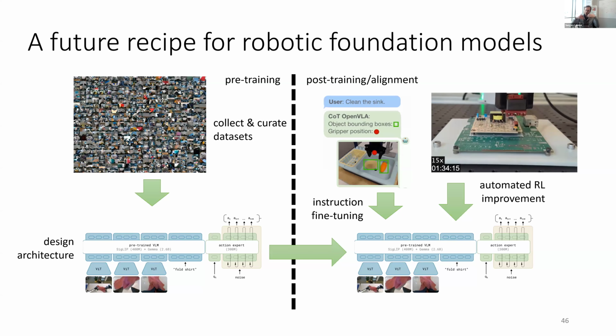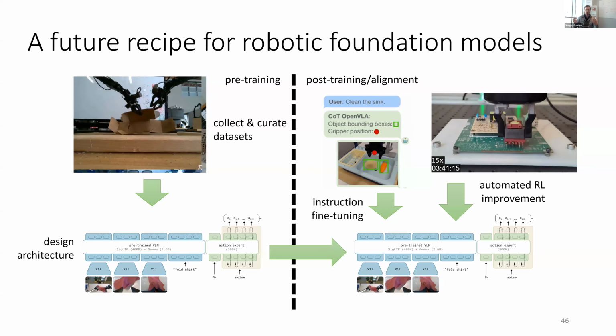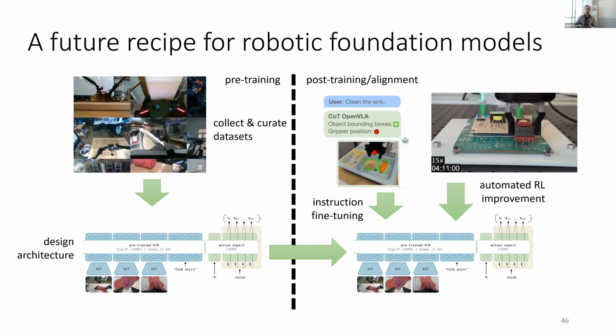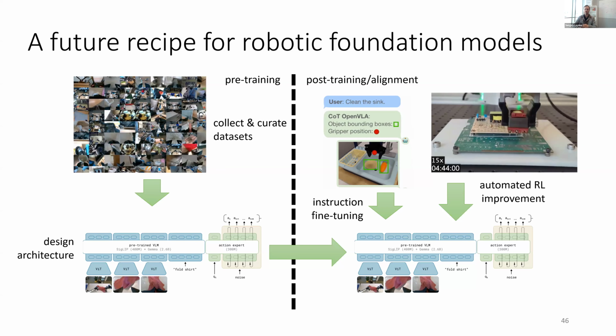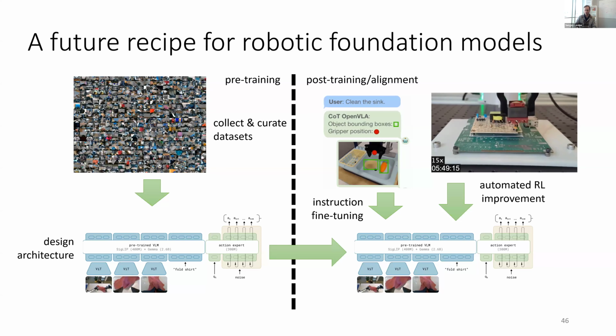And I think that this recipe is not 100% there yet. There's still lots of things to figure out and a lot of open problems, especially in the post-training part of this pipeline, but also open problems with the nature of the architecture, how high-level reasoning should be incorporated, and what is the best way to transfer knowledge from the web. And I think we'll see a lot of progress on these models in the next few years.